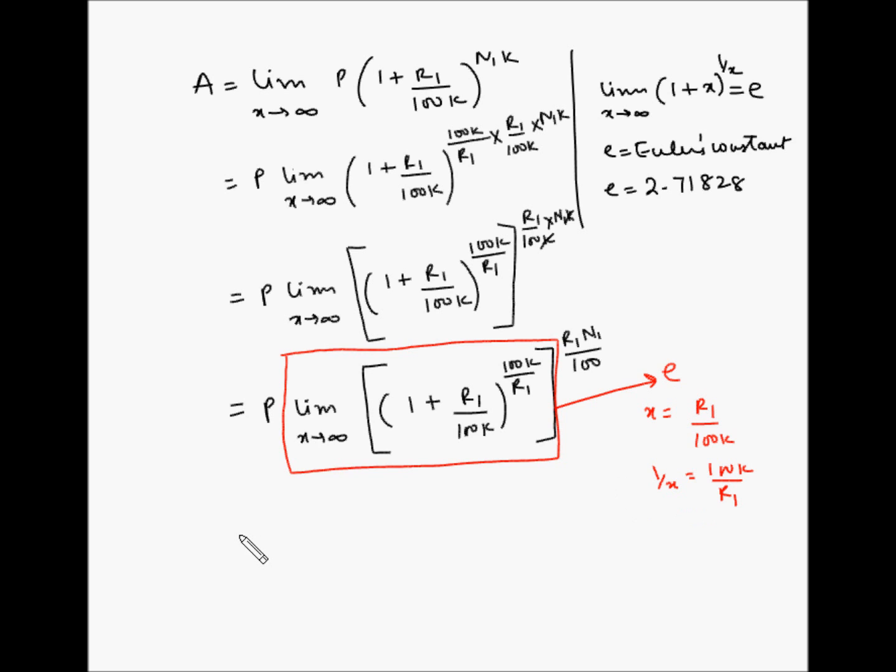So now our formula becomes P, and replacing this whole thing which is in this red box with e and to the power of N1 R1 divided by 100. So A, which is the amount, is equal to P multiplied by e to the power of N1 R1 by 100. So this is the formula for finding the amount in case of continuous compounding.